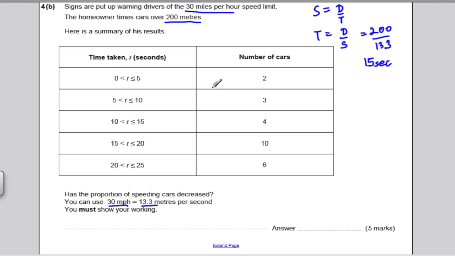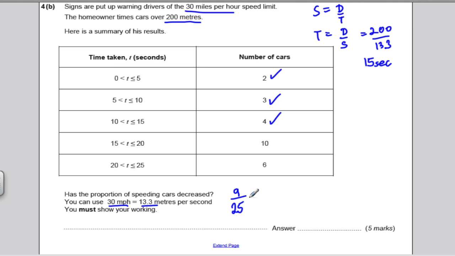Now, any car travelling less than or equal to that is probably over the speed limit, so the number of cars over the speed limit is 2 plus 3 plus 4. So 2 plus 3 plus 4 is 9. 9 out of a total of, add 10 and add 6, 9 out of a total of 25.